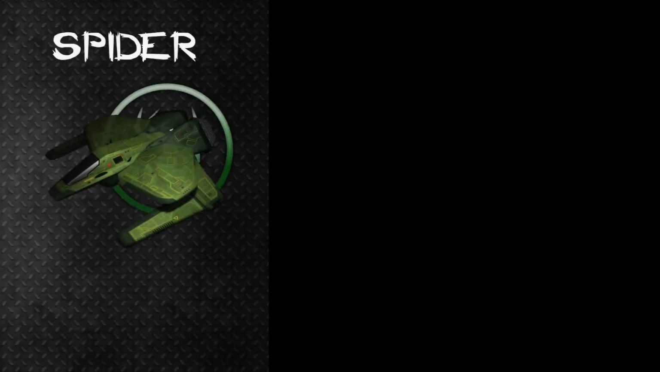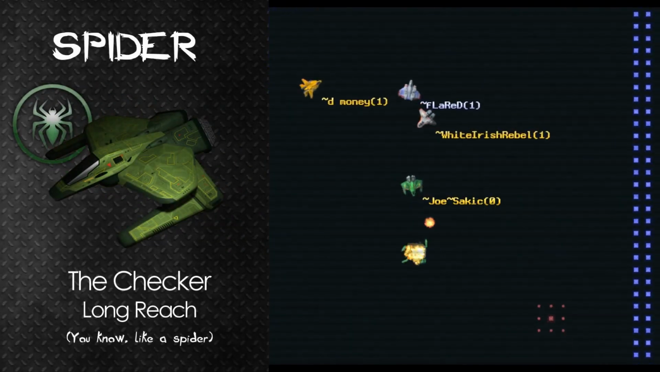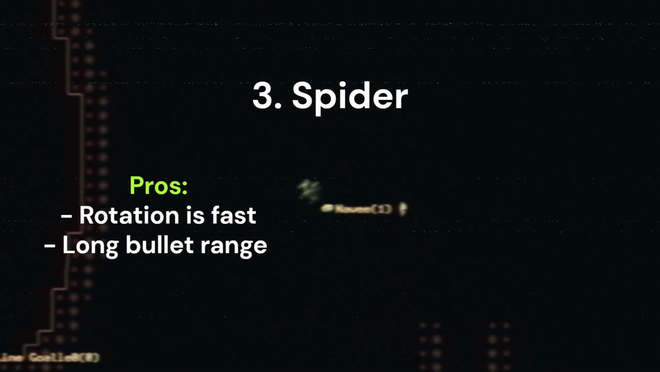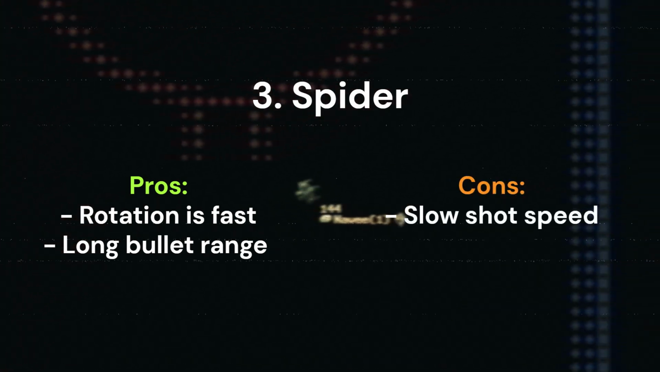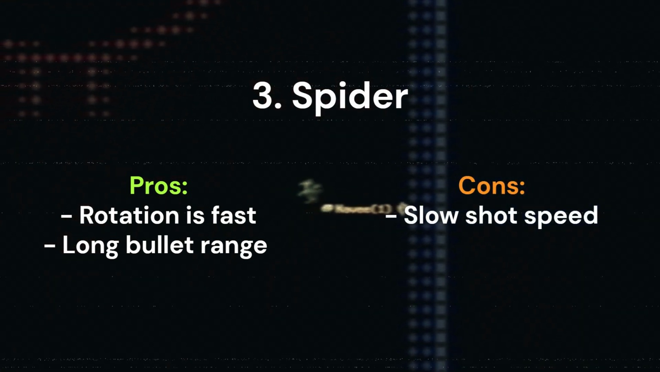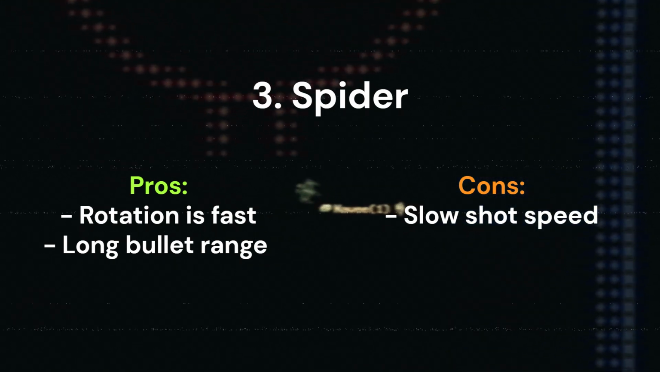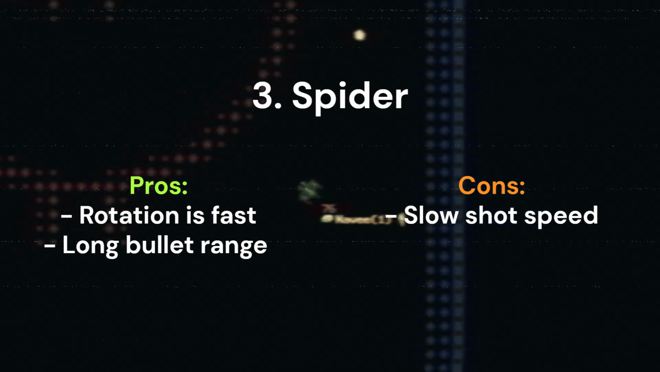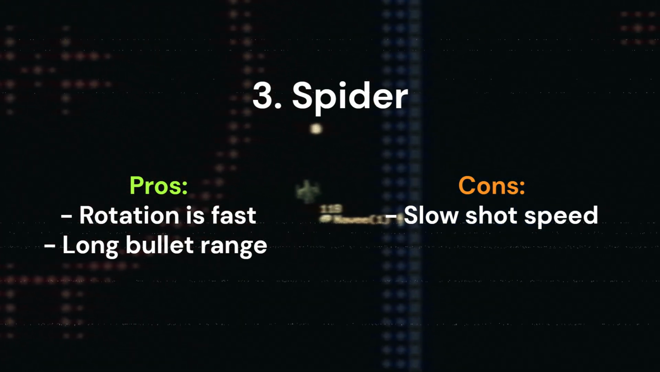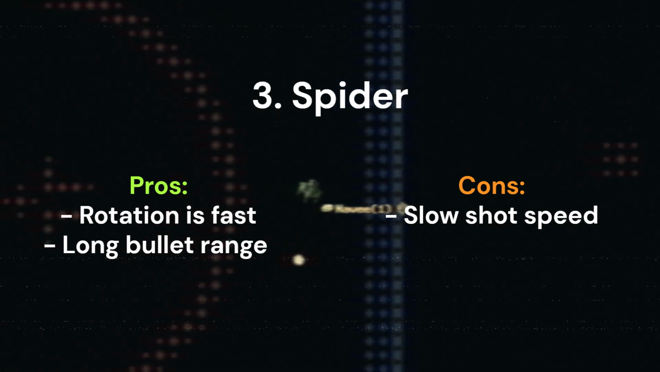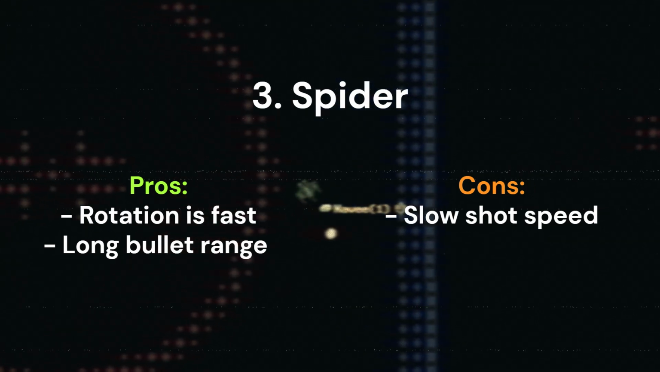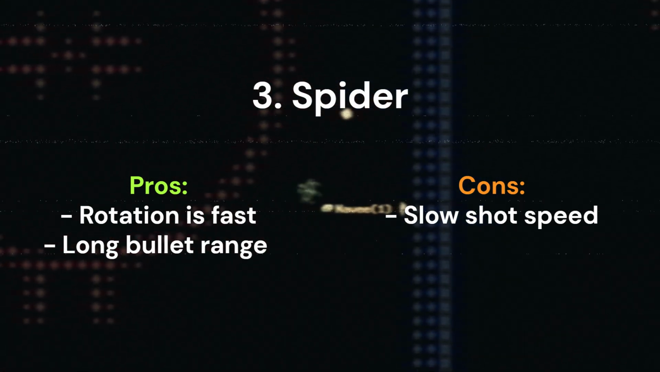Ship number 3 is called the Spider, and its strength comes from its rotation speed and its long bullet range. So the Spider is able to reach out and hit ships farther than any other ship on this list. And it also can rotate pretty fast, so it's very ideal for defenders. But you can also use the Spider as a midfielder, as a playmaker, because of its rotation speed, right? So you can pass the puck to different teammates if you want to do that. So that's what the Spider is good for.